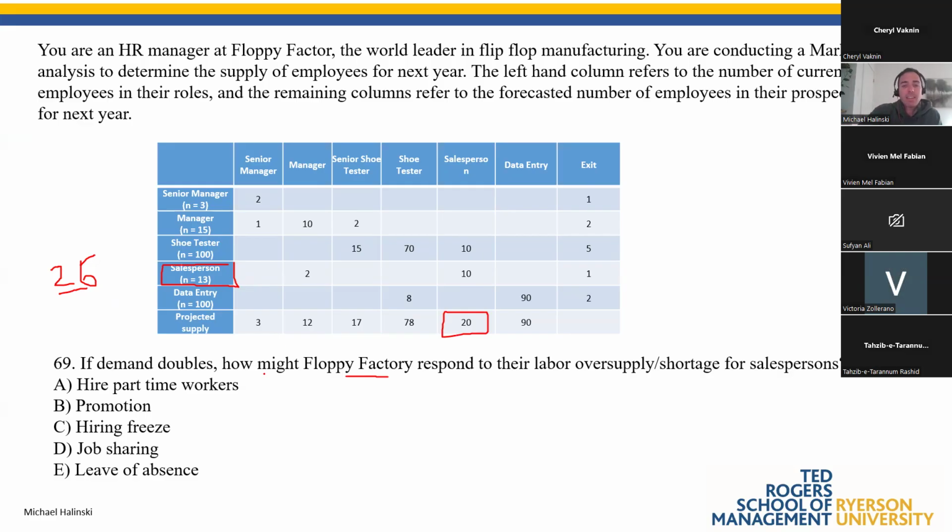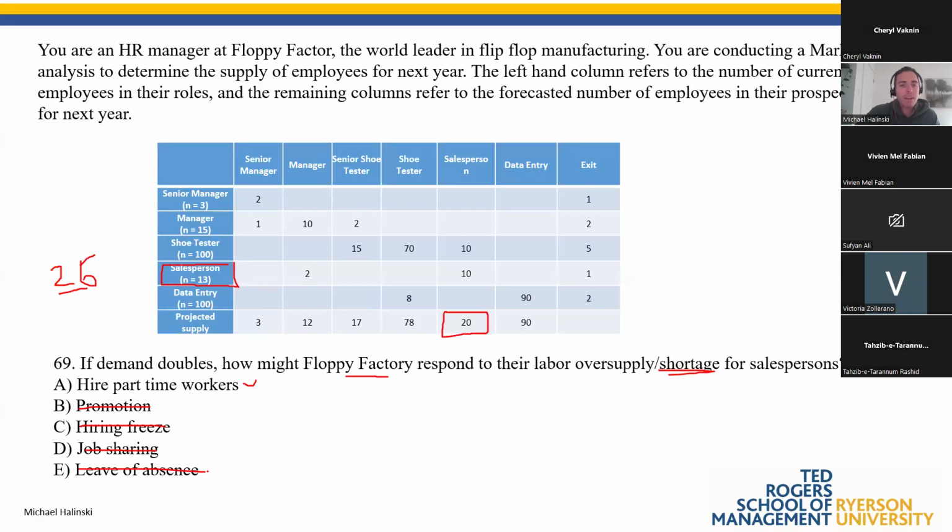So we have a shortage of people for salespeople. Let's look at which of these options we could do. Hire part-time workers, that's a possibility. Are we going to promote people? Well, there's no junior salespeople or senior salespeople, so that's not a good option. Hiring freeze won't resolve anything. We need more people, not less. Job sharing, again, we need more people, not less. And telling people to leave, no, that's not the way to go.